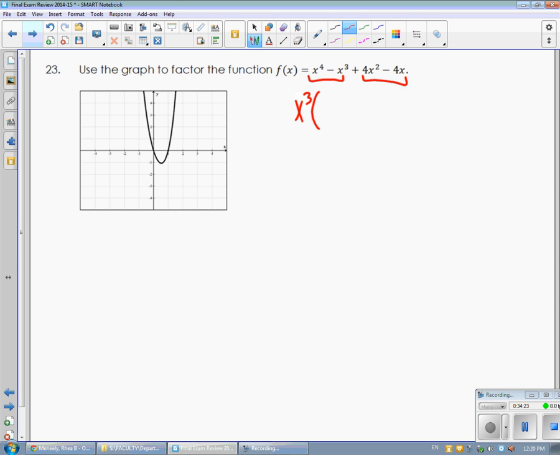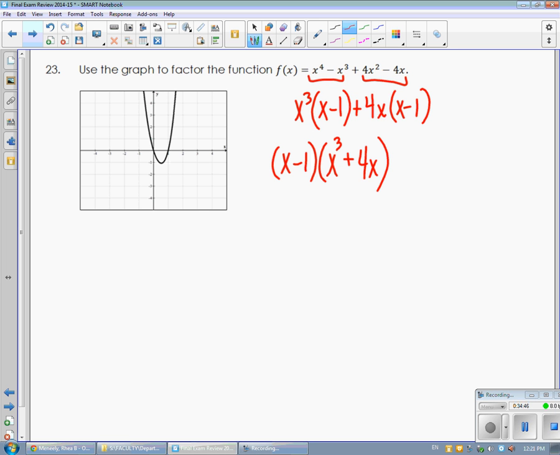And if I do that, I'm left with x minus 1. In the second quantity, I'm going to pull out a 4x. And when I do that, again, I'm left with x minus 1. And so what I'm going to do is go ahead and use my grouping. And I'm going to have x minus 1 times the quantity x cubed plus 4x.